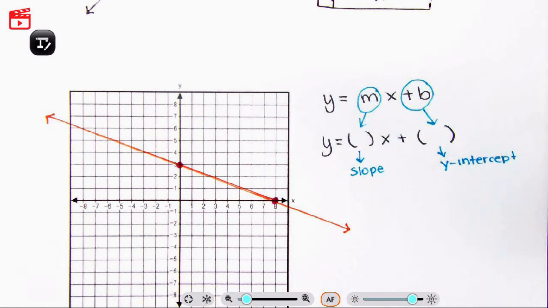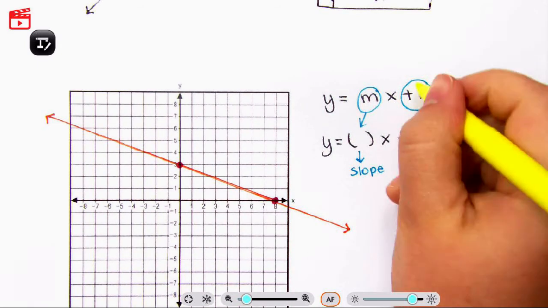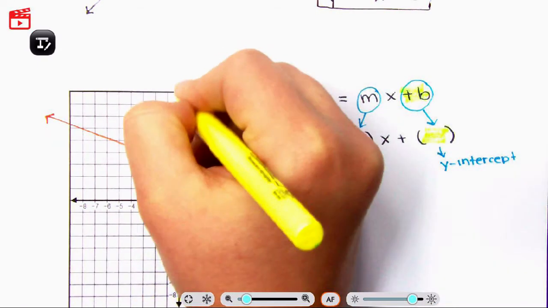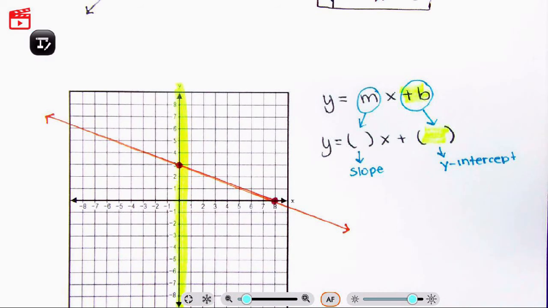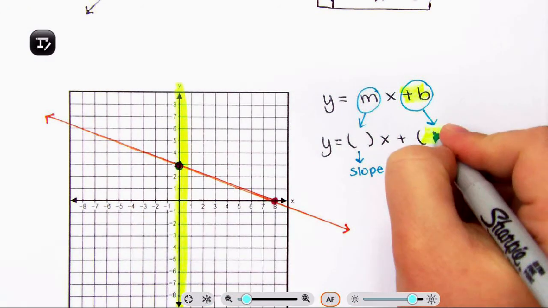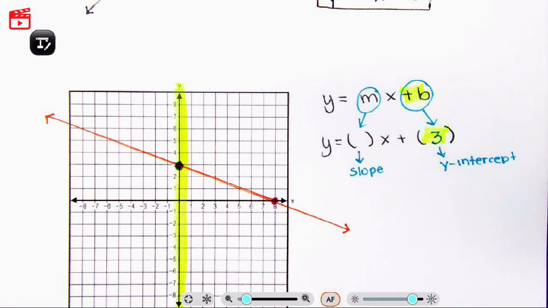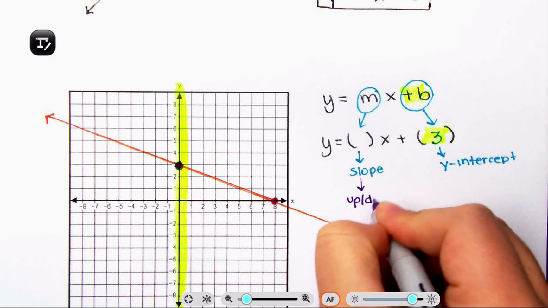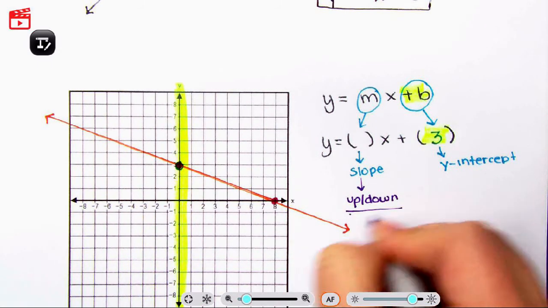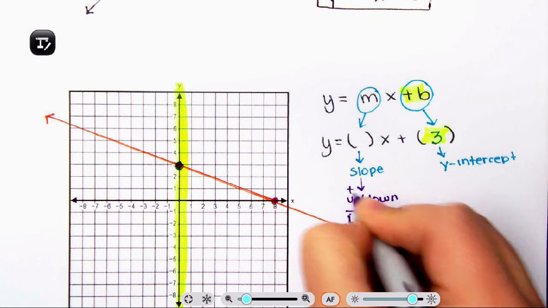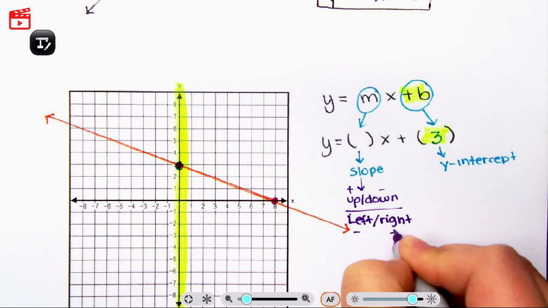Well, the y-intercept, again, is the point on the y-axis. So here is our y-axis. What number is being touched on the y-axis? Let's look here. 3 is being touched on the y-axis, so we're putting a 3 in here. Now let's talk about slope. Again, slope is up, down, left, right. Up is positive, down is negative, left is negative, right is positive.